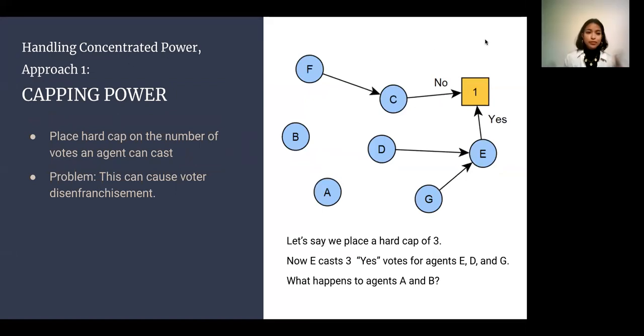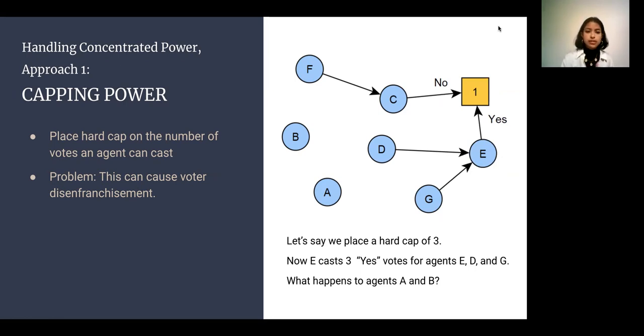Yeah, so there are a number of approaches that we could take to handling concentrated power, if that's something we decide we don't want in a liquid democracy system. So the first approach would be to just place a hard cap on the total number of votes a person can cast directly. So this is an example of a hard cap approach to handling concentrated power, where we place a hard cap of 3 votes.